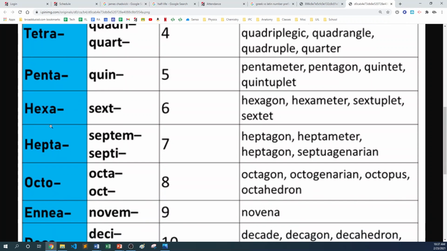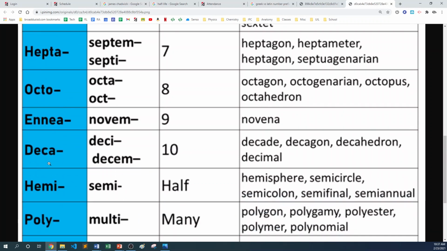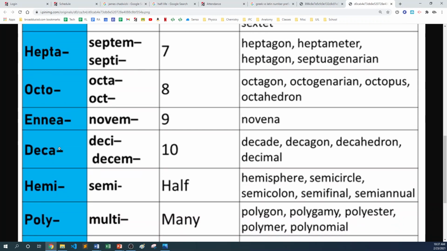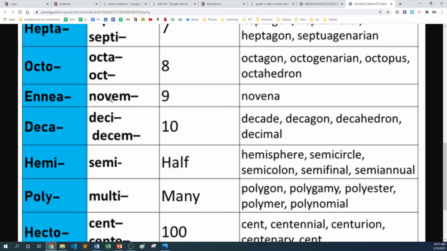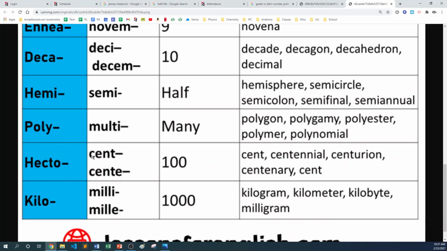Penta versus quin. Hexa versus sext. Hepta or sept. Octa versus octo. For 9, we don't use this one, we use nona. And that's where November comes from, and October, December. Deca versus deci. Half is hemi versus semi. Poly versus multi. Hecto versus cent. Kilo versus milli. So we use that for like 1,000th.